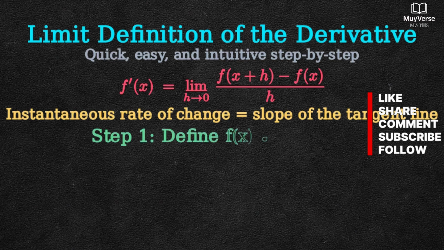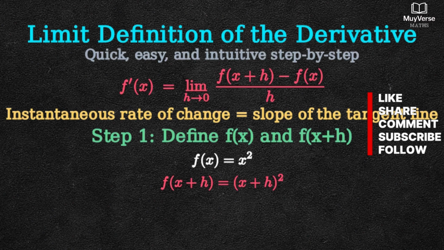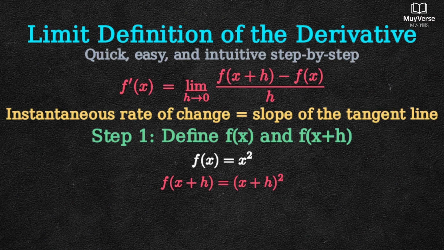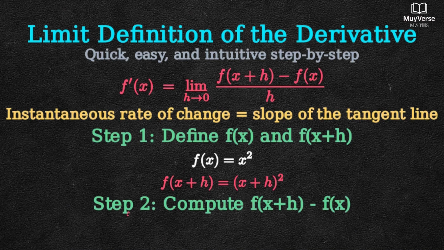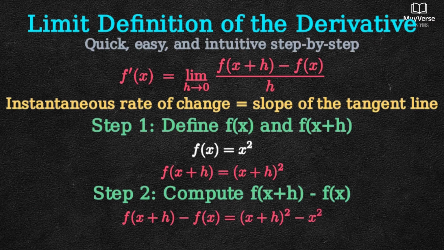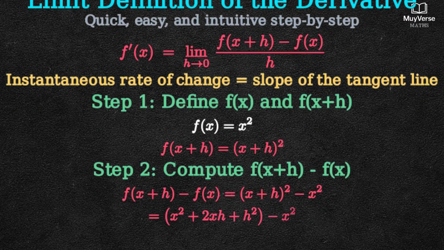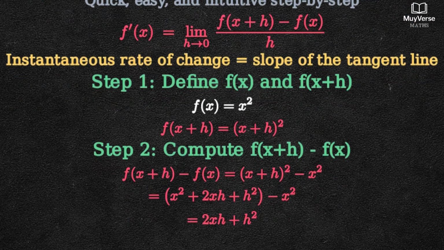We will use the example f of x equals x squared. Then we substitute x plus h wherever we see x. So f of x plus h equals the quantity x plus h squared. Step 2. Compute the difference f of x plus h minus f of x. Start with the expressions and subtract. Now expand the square. The x squared terms cancel, leaving 2xh plus h squared.